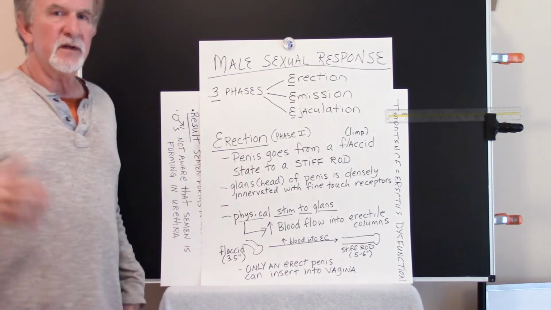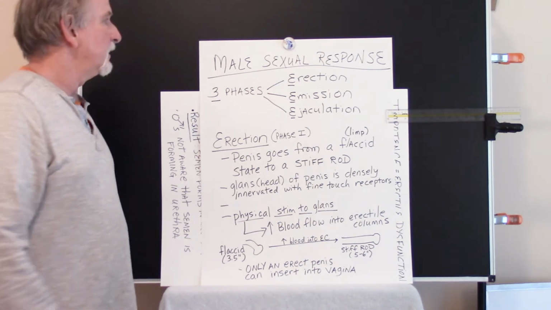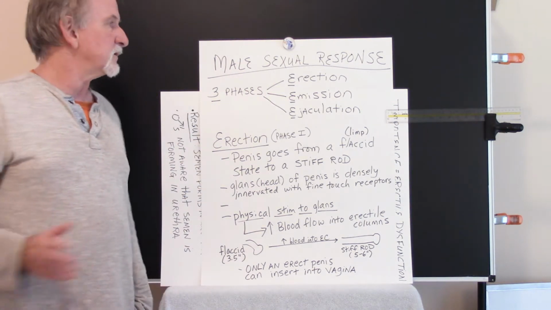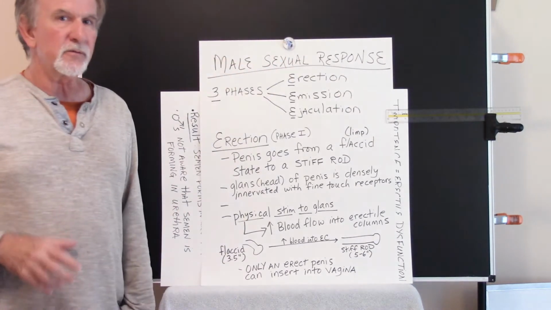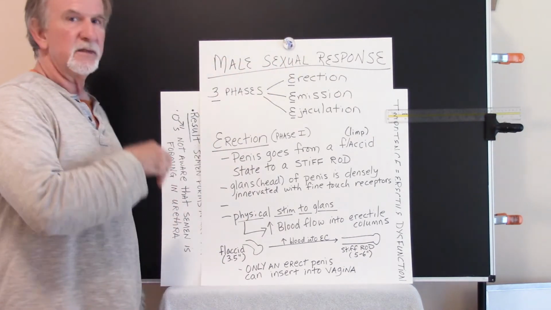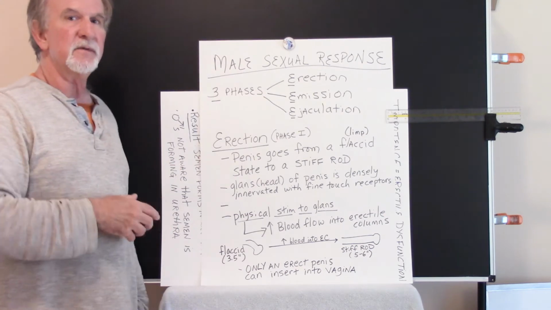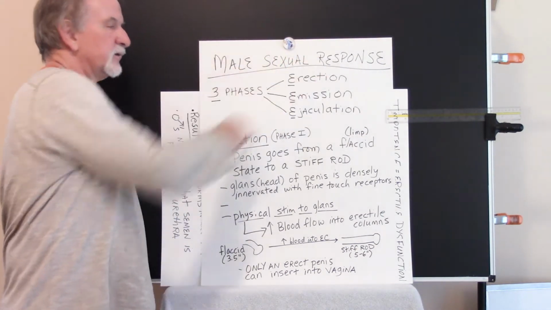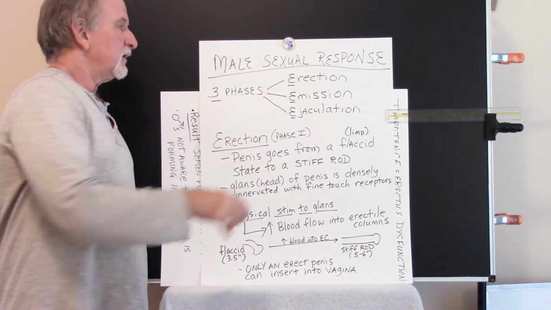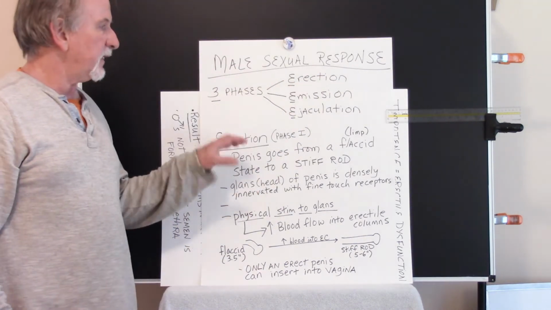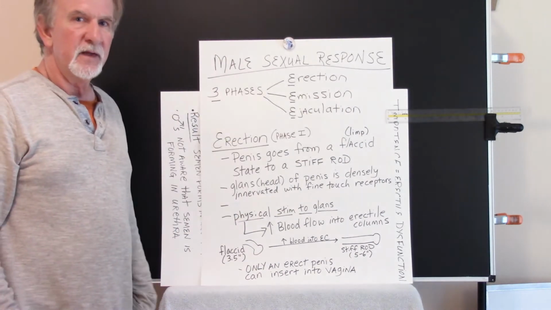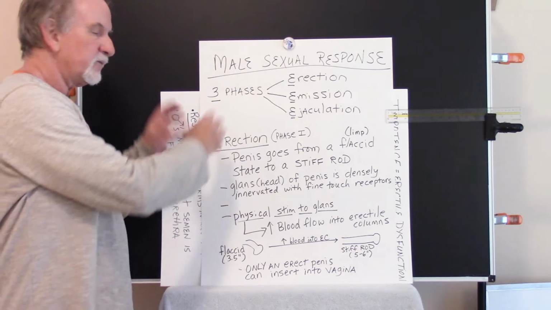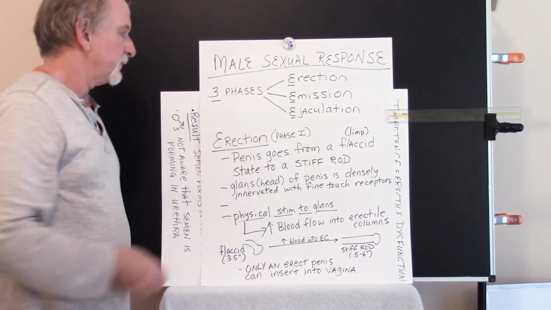When males have sex with a female, they undergo 3 phases that together form what's called the male sexual response. Note that each of these phases begins with the letter E. The first phase is erection, next comes emission, and then finally ejaculation. And we'll talk about each of these phases in turn, beginning with phase 1, or erection.